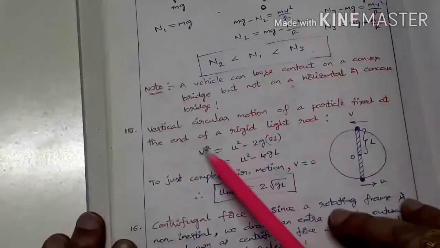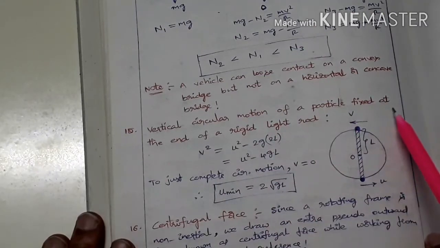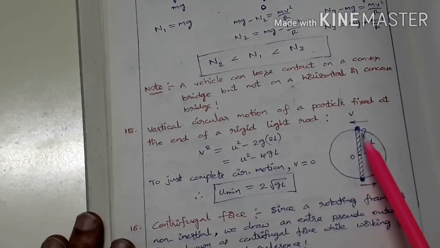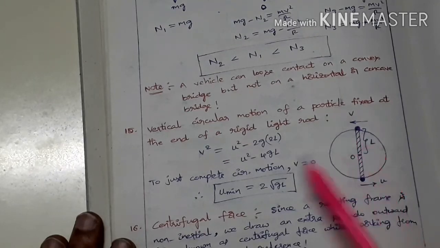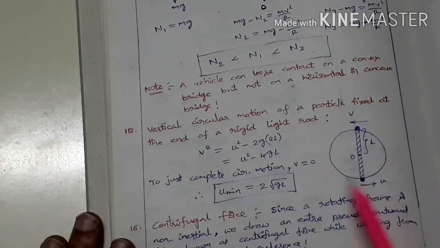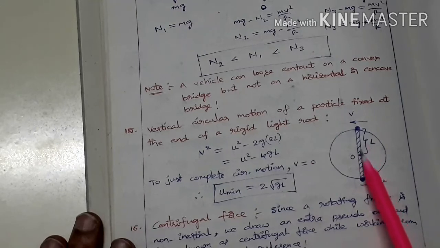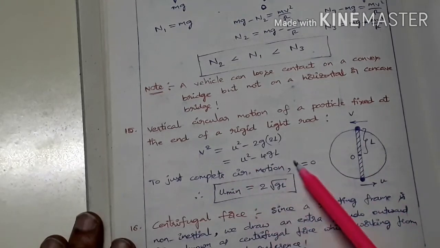Okay, next one is vertical circular motion of a particle fixed at the end of a rigid light rod. Previously we have taken a massless string. Now we have taken a massless and rigid rod, at the end of which the object is placed. So in this case, what is the relation between this velocity and this velocity? v square equals u square minus 4gl, because the length of the rod is l. Between this bottom point and top point, the total vertical height is 2l. Therefore v square equals u square minus 4gl.